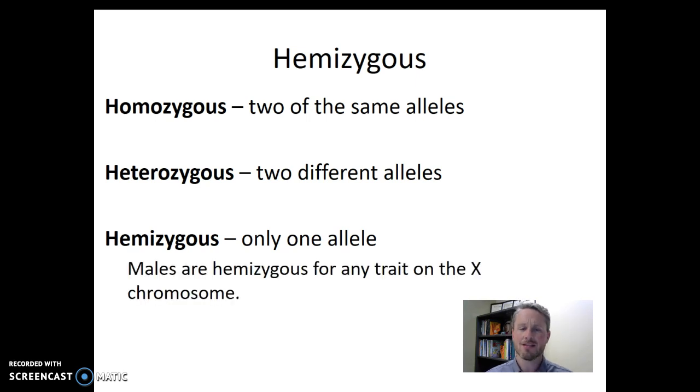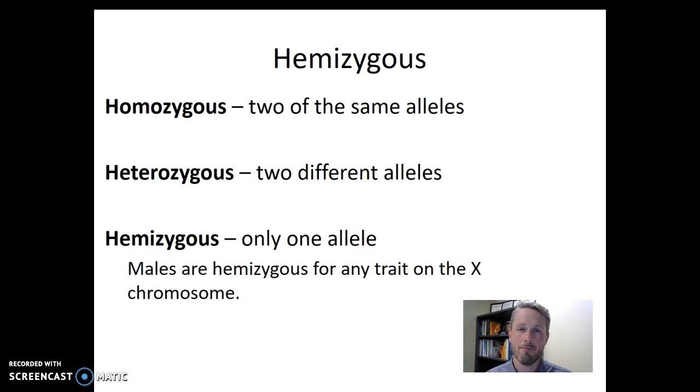Why is that important for us? Well, males are hemizygous for any trait associated with the X chromosome. I'm male. I have an X chromosome and a Y chromosome. So any genes that are on the X chromosome, I only have one copy of them. My Y chromosome has that stuff that turned me into a male, but nothing else that's important. So for every X-linked trait, I am hemizygous. I only have one copy.